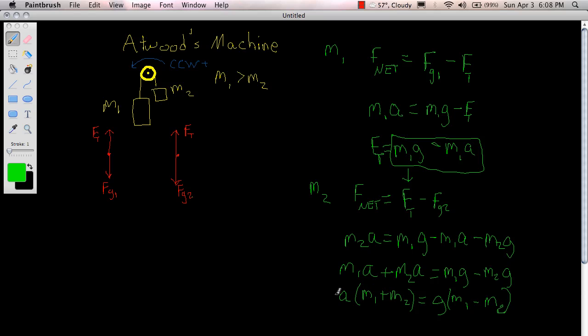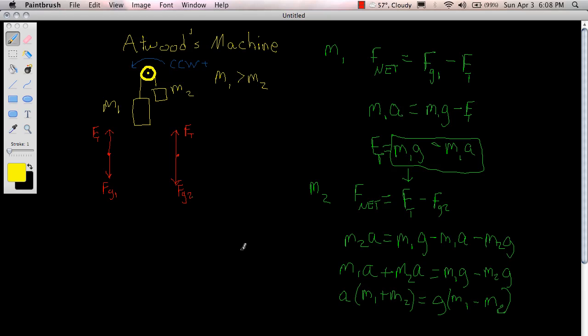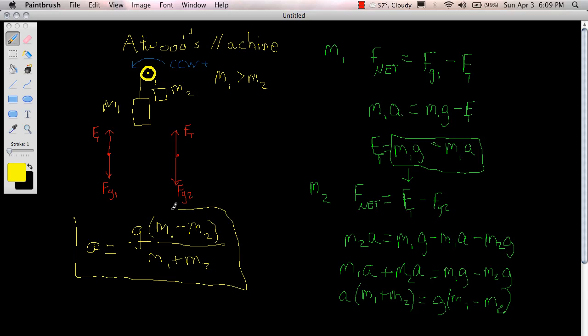So now, if I want to solve for acceleration, all I have to do is divide by this quantity here, M1 plus M2, and that leaves me with the final equation for the acceleration in an Atwood's machine, and that's going to be equal to the quantity g times (M1 minus M2) divided by the sum of masses, M1 plus M2. So there is the acceleration of our system.